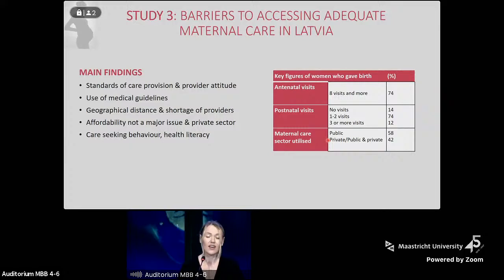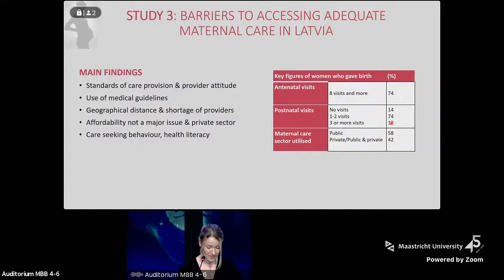And with respect to affordability, we found that it was not problematic in Latvia when compared to other countries in this region. However, there are still large inequities in terms of affording the care in the private sector. You can see that 42% of women received at least partly care in the private sector. The antenatal care seeking behavior in Latvia is quite high. You can see that 74% of women received at least 8 antenatal care visits, which is the recommended number. However, it is recommended to receive at least 4 postnatal visits, and here you can see that only 12% of women receive 3 or more postnatal care visits. To a lesser extent, lifestyle-related issues and health literacy were found to be barriers related to acceptability of care, and these factors can limit the care-seeking behavior.